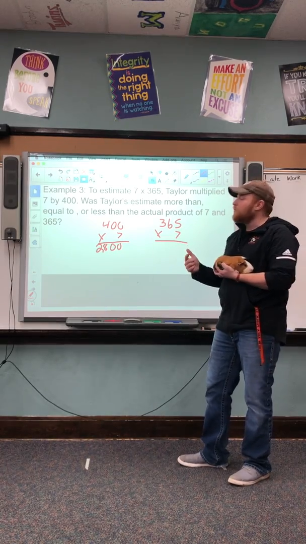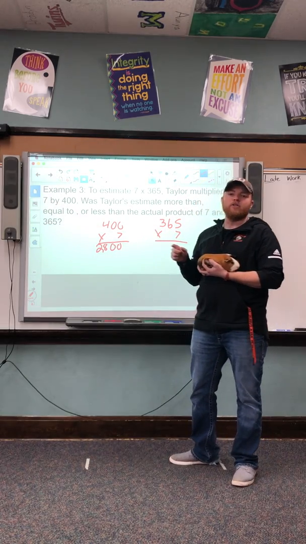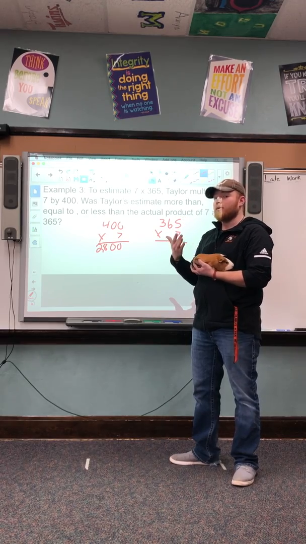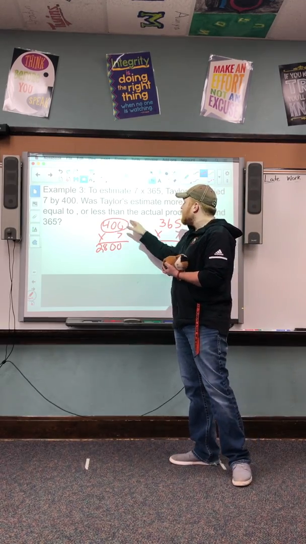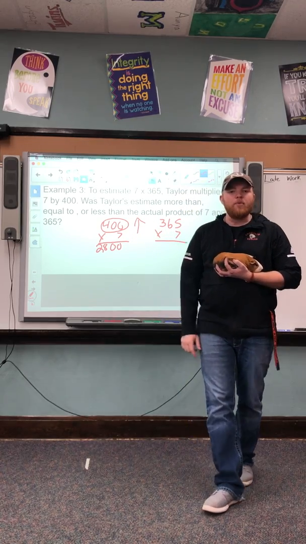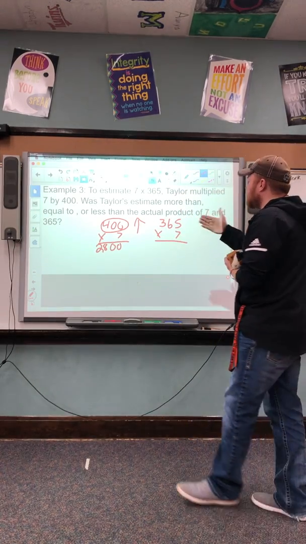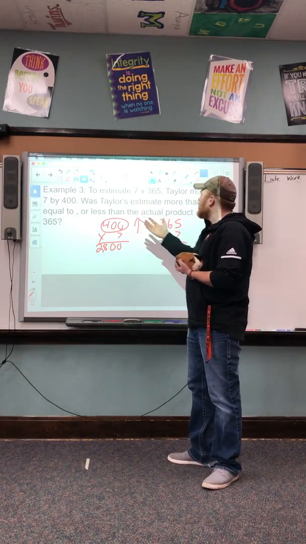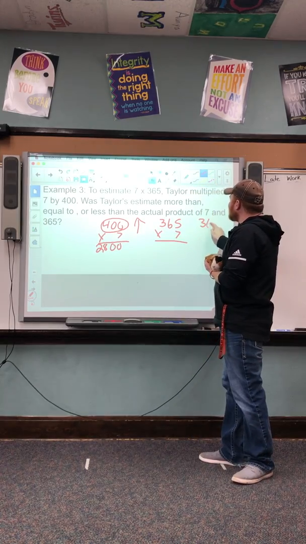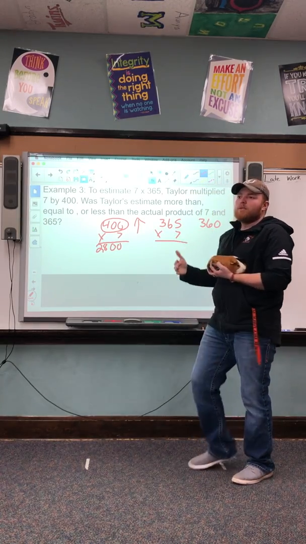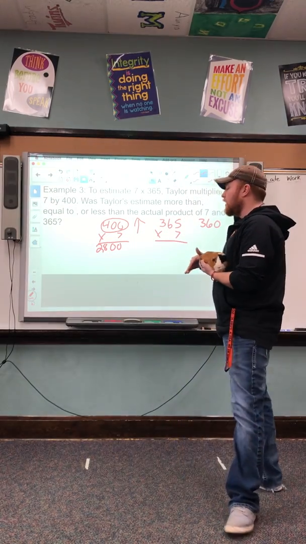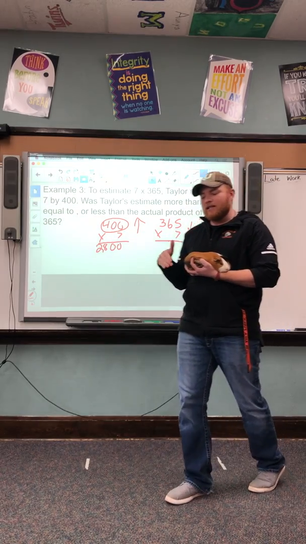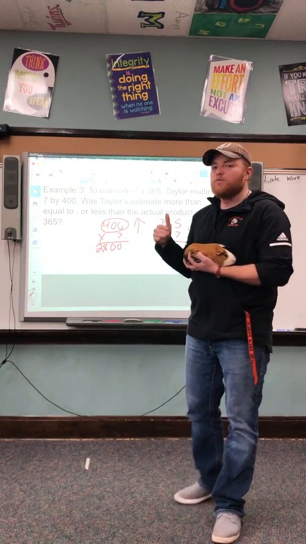The reason why it's greater than the number that Taylor rounded: did we round up or did we round down? We rounded up, right? So since we rounded up, the estimated product would be greater than. Now, if we would have rounded down, say to 360, then the product would be less than. The estimated product would be less than the actual product, because we rounded down.